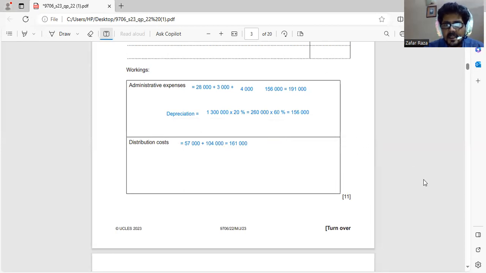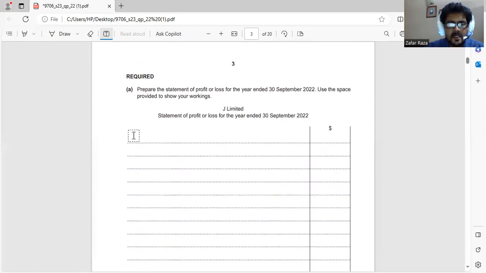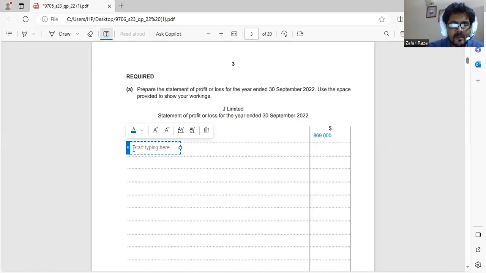Now we can easily make the income statement. Let's see. Here we'll write revenue. Revenue is given as $869,000. Then we have to come to cost of sales.